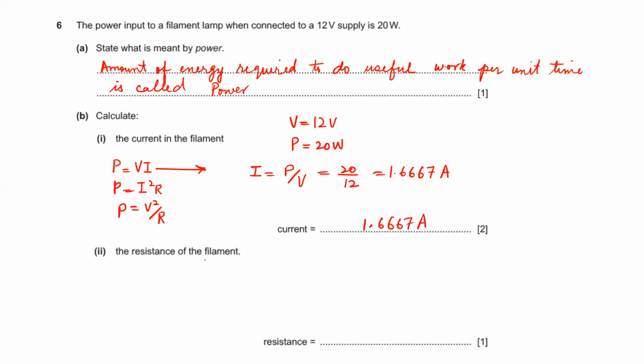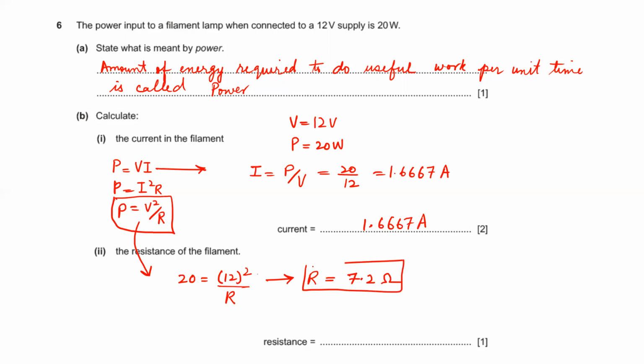Then the resistance of the filament. Again, we can use any of the formulas. So we can use this formula for the resistance. Power is 20, equals voltage 12 squared divided by R. R is the resistance. So my value of R comes out to be 7.2. Again, the unit is ohms. Resistance is 7.2 ohms. Okay. Again, this is how we do this.